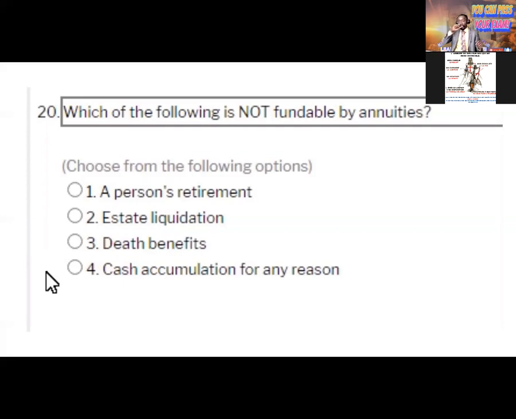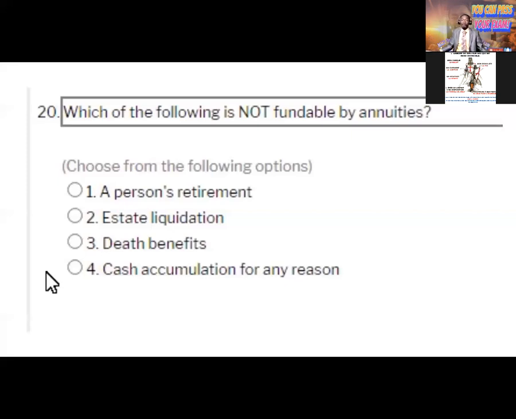The keyword is annuity. You have to know the difference between annuity and life insurance in this question. Not fundable. So there is one thing here that's not fundable by an annuity. So let's go ahead and see this. Be careful, there's some stuff here that's not part of an annuity. There's one thing that's not an annuity. It's part of life insurance. Just to give you a clue.